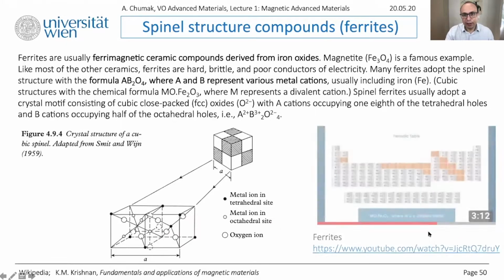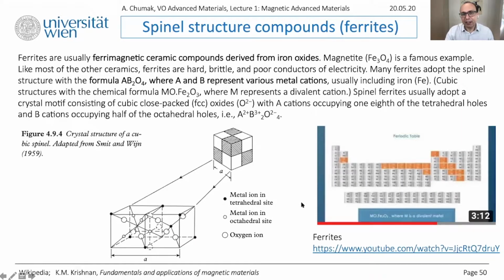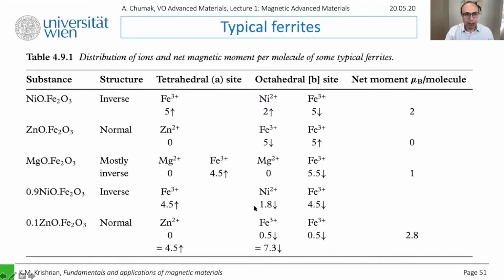And again, we are moving to a movie, which will tell us where ferrites are used. But before we do this, let me just introduce you to the main types of ferrites which are used nowadays. So you see, these are the examples: nickel oxide, iron 203, zinc oxide, iron 203, MgO, and then there are more complex materials. So here you can see how many ions give magnetic moment. So here, for example, iron 3+ gives you 5 Bohr magneton in one direction.